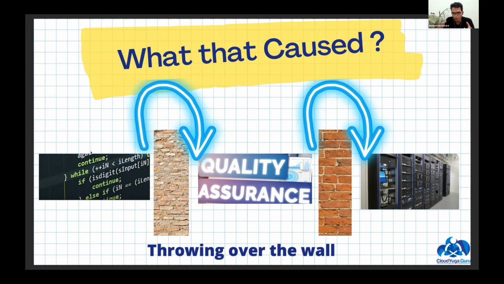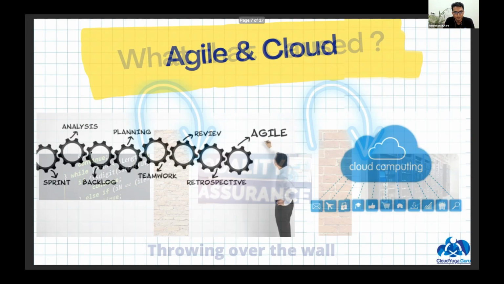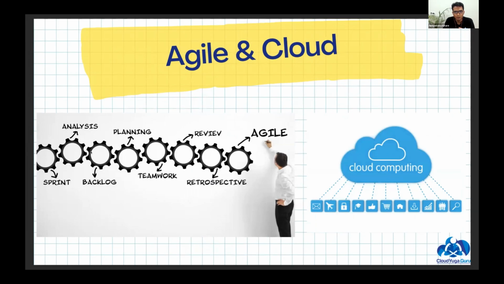So as you can see, there are a lot of challenges in between when these kinds of things happen. But then we moved to Agile and cloud, right? Now, what is Agile? Agile is a way to do things in a planned way.